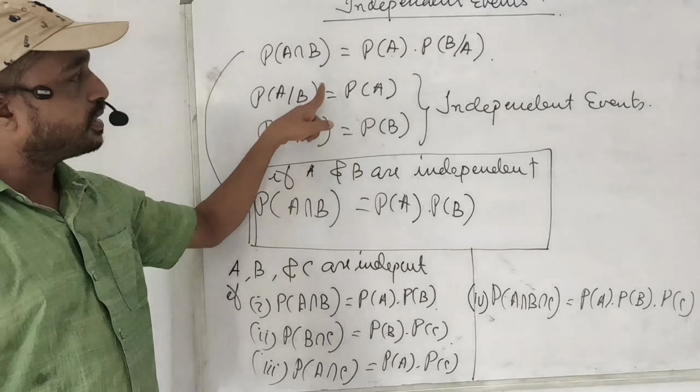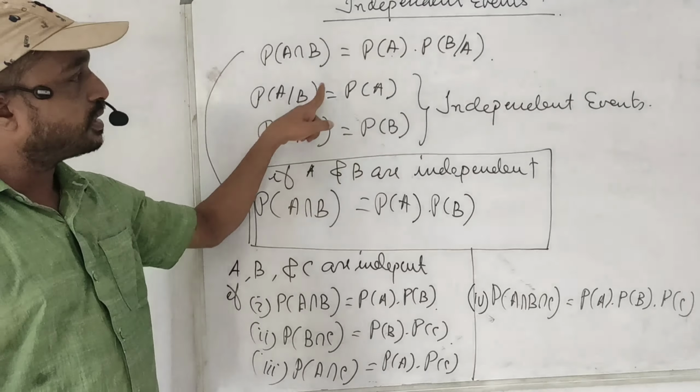That means these two events should happen simultaneously. So P of A intersection B means probability of happening both the events A and B. That means probability of drawing a card which is both ace and spade, or probability of drawing an ace of spade. What is the probability of drawing an ace of spade? See, in spade only one ace is there. So it is 1 by 52.